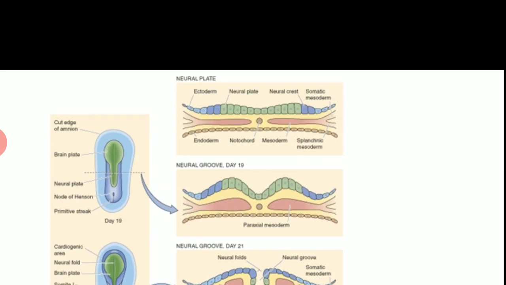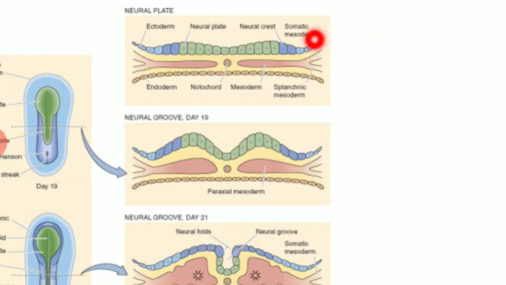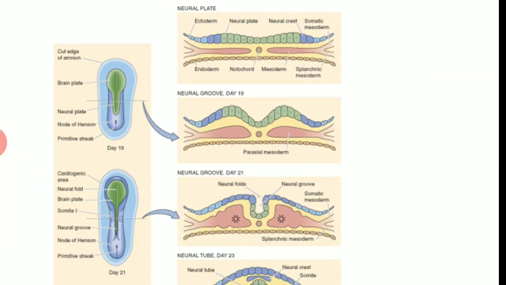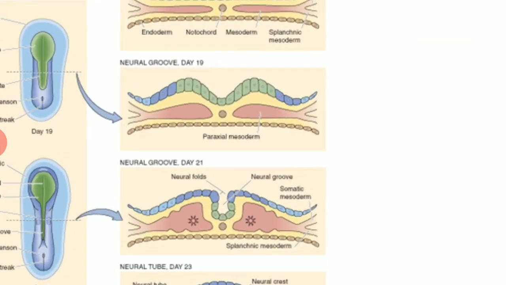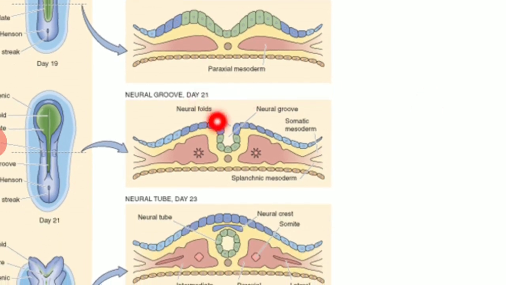So this is the neural plate. It is made up of ectoderm, the middle layer is mesoderm, and then endoderm. This is the neural plate. So this is the embryological structure. At day 19 of embryological life, you can see there is a formation of a groove in the neural plate. At day 21, this groove becomes deeper.